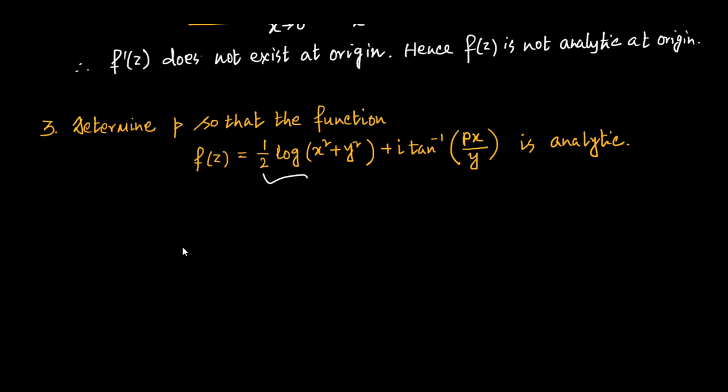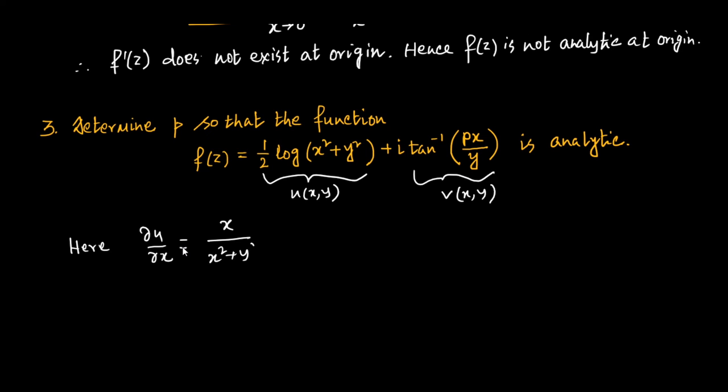Now here, this particular function is our u(x,y), we can understand, and this particular function is our v(x,y). So therefore, can you tell me what will be our del u del x? Quickly calculate. I hope you are having a piece of paper and pen with you. Del u del x will be x divided by x square plus y square. Now similarly, can you tell me what will be del u del y? Del u del y will be in a similar way y divided by x square plus y square.